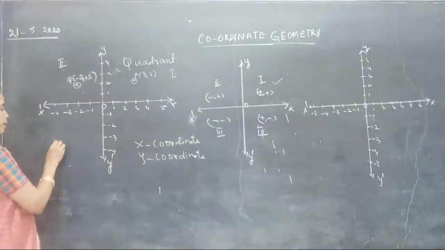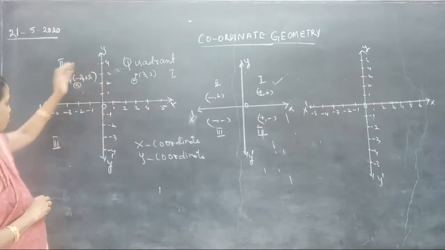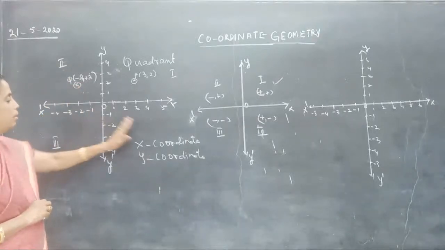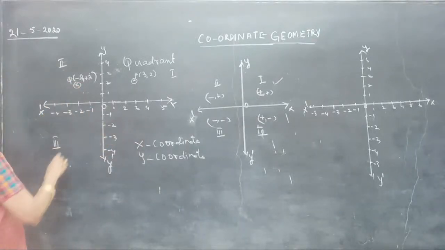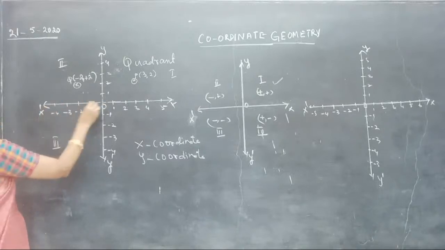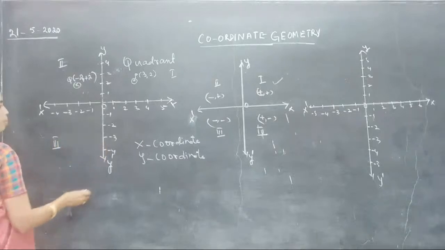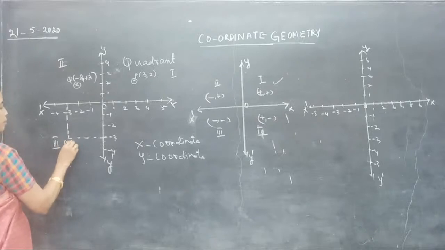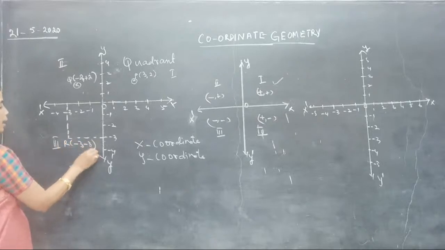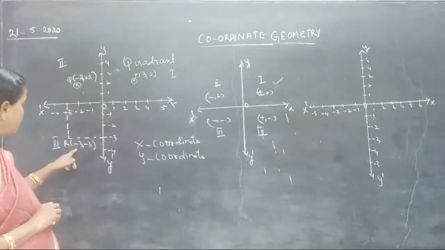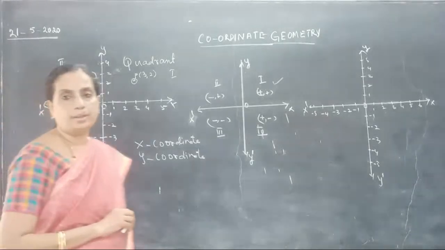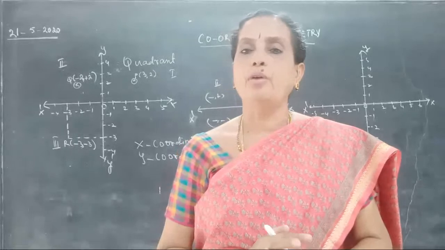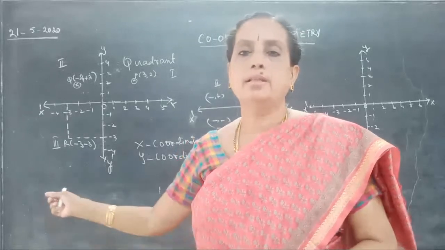Coming to the third quadrant, we are moving anti-clockwise. First quadrant, second quadrant, third quadrant, then later the fourth quadrant. Here negative of x-axis, negative of y-axis. Suppose you want to locate (-3, -3), it lies in the third quadrant with both abscissa and ordinate negative. You may get the question, which quadrant has both abscissa and ordinate negative? That is the third quadrant.